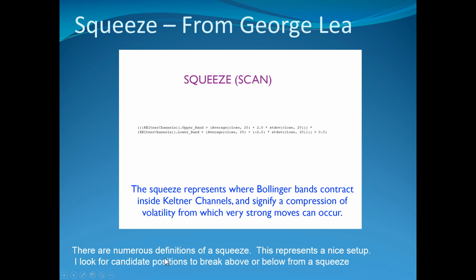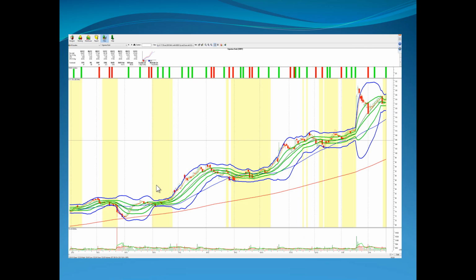There are other definitions of a squeeze. I use this one. It helps me to find setups, and then I look for candidate positions to break above or below from the squeeze. You can see in HGSI we're actually printing yellow. The other charts are HGSI as well. I should have mentioned that here. You can see the MOBO breakouts in green and breakdowns in red, and you can see as they occur within a squeeze in yellow. The squeeze is when the Bollinger Bands contract.